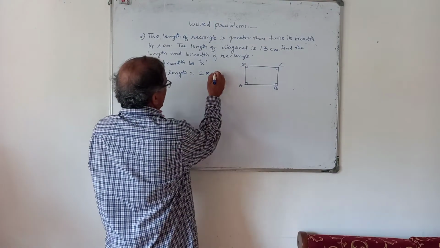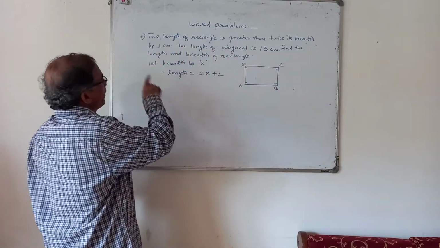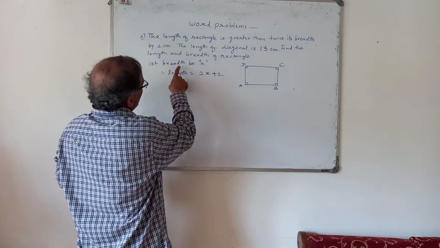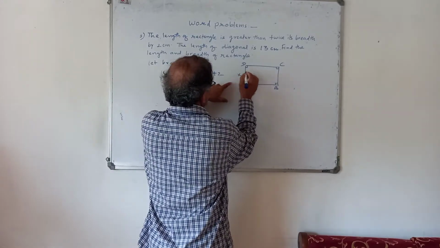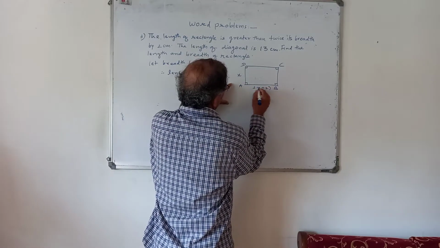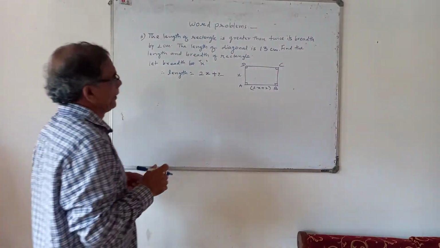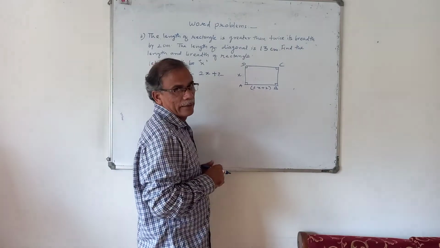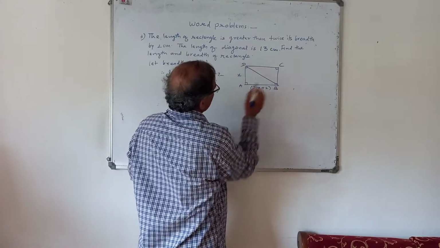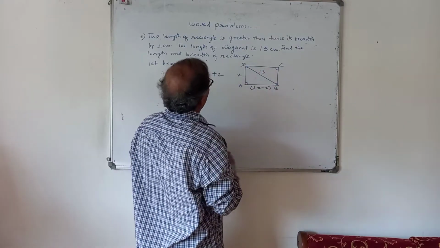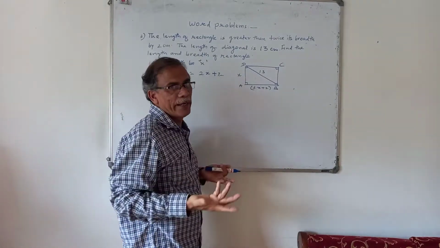So now from the first statement, the length of the rectangle is greater than twice its breadth by 2 centimeter, we have written the breadth and the length. Now suppose this is breadth x here and this is 2x plus 2 in this figure, isn't it? The length of the diagonal is 13. Which is the diagonal? The diagonal is the line segment joining opposite vertices. So from D to B, this is the diagonal. This is 13. And we have to find the length and breadth. We can write length and breadth if we know x. And how can we find x here?